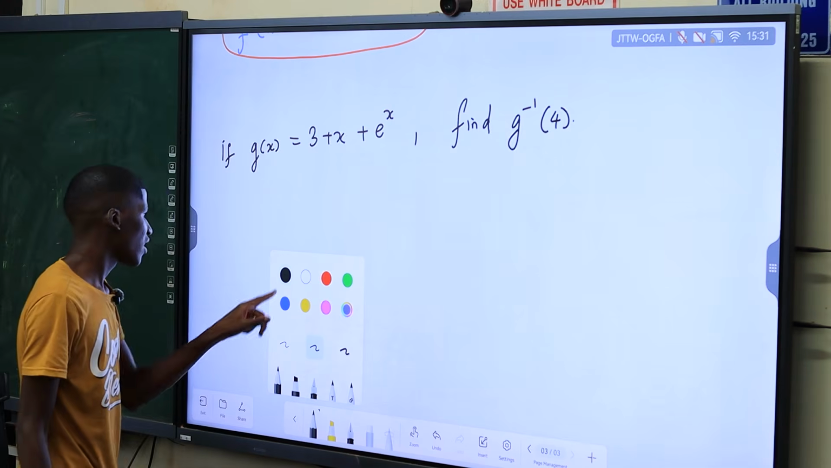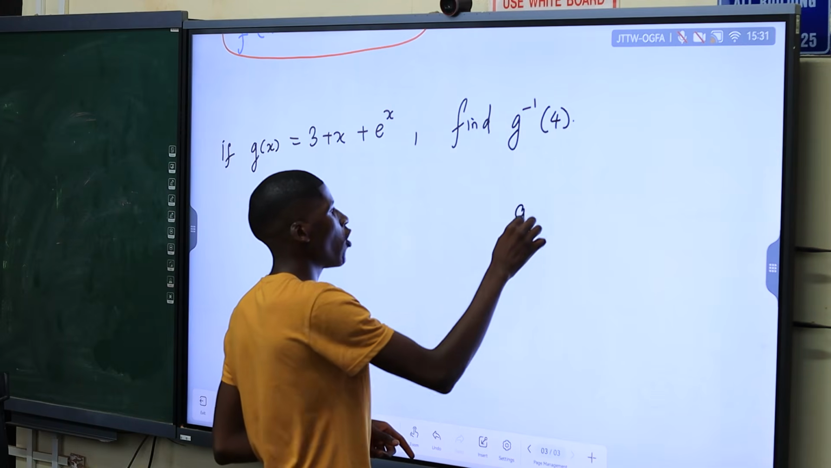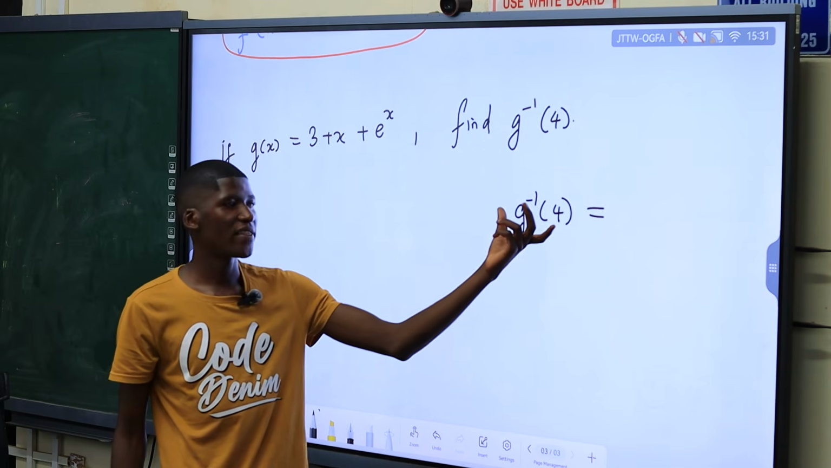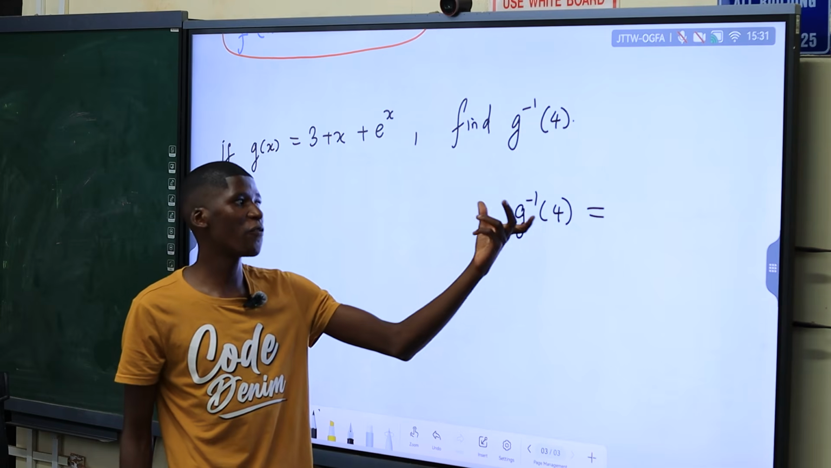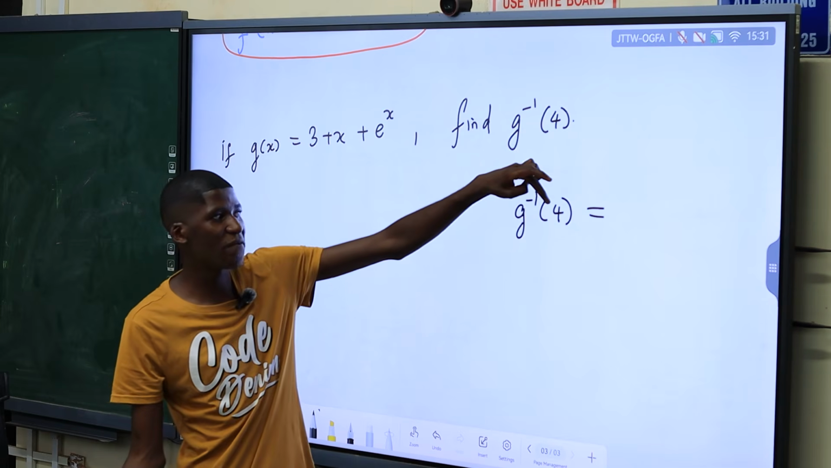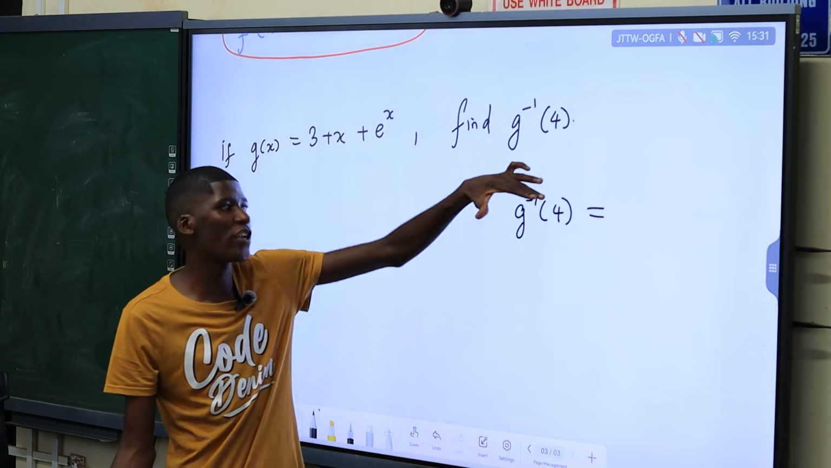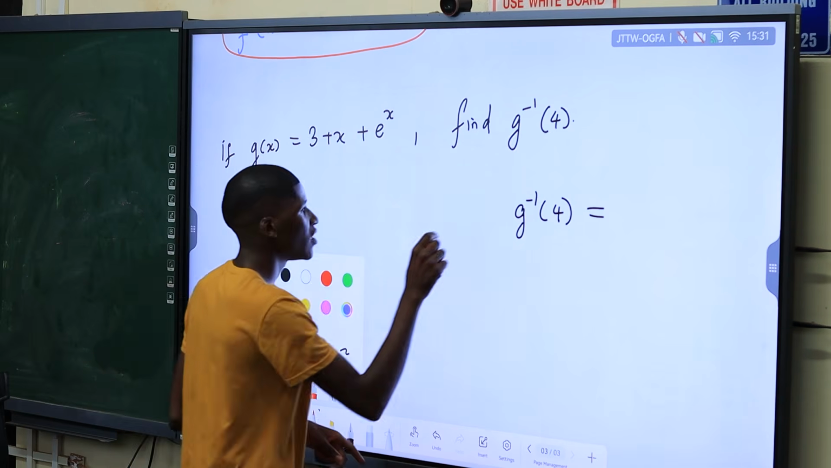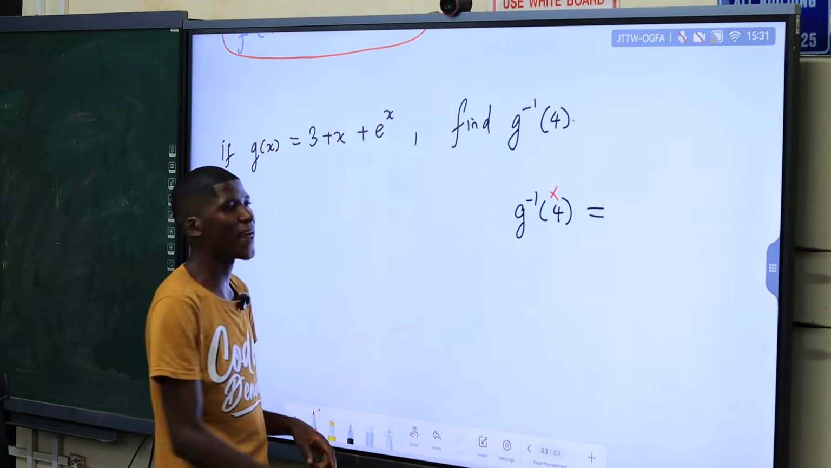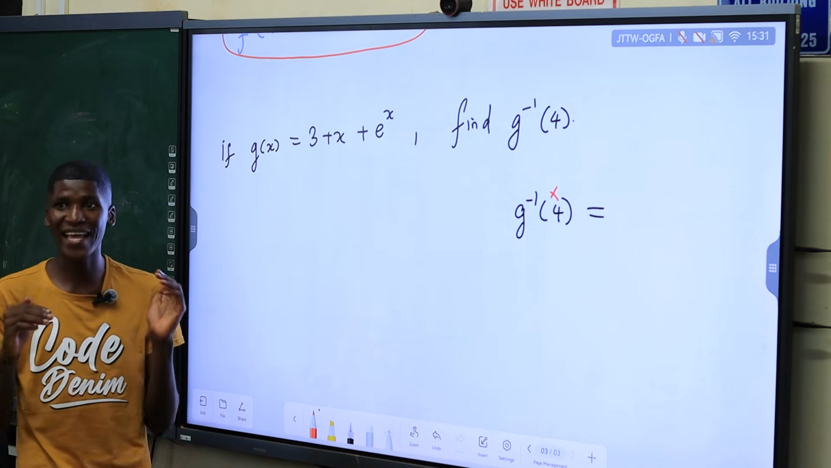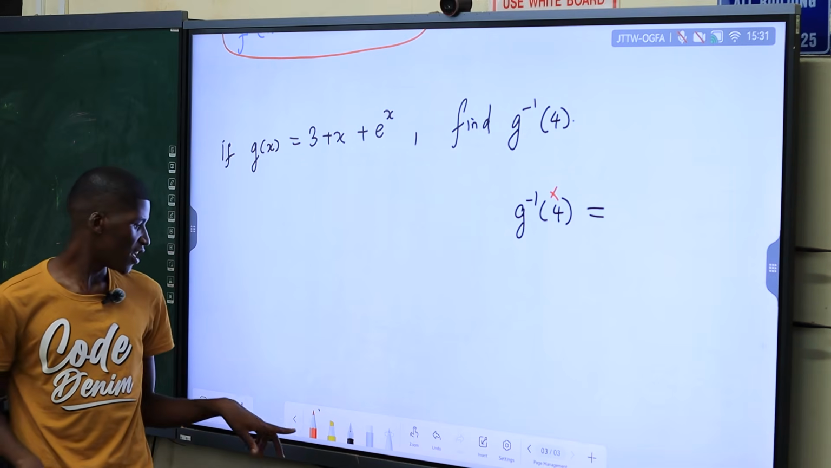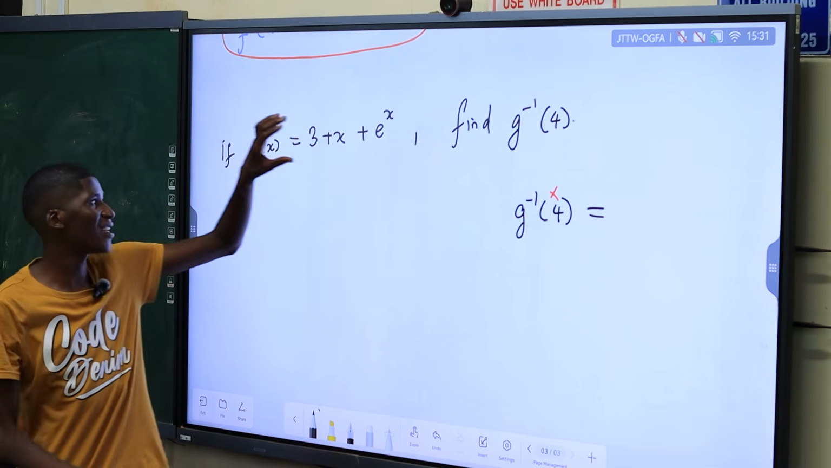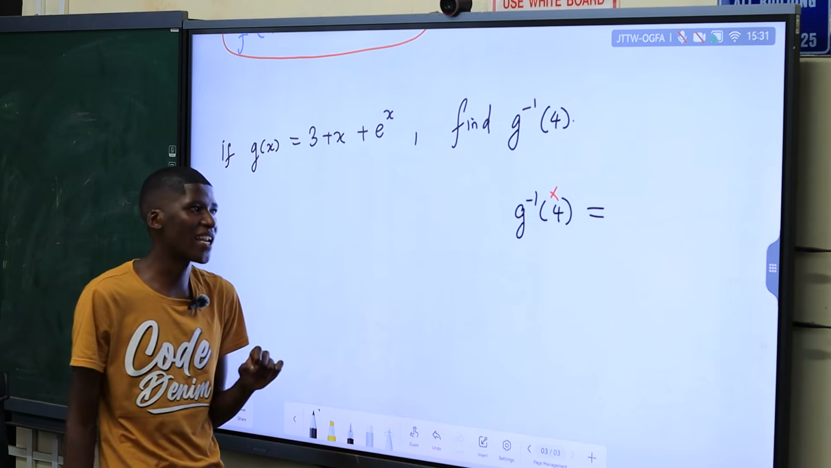So here let's just say they are looking for the y value on the inverse. Because for g inverse at 4, it means we are looking for the y value on the inverse when x is equal to 4. The bracket argument is the value of x. So the inverse is equal to what? The original function, because g inverse, and g at x is equal to what?